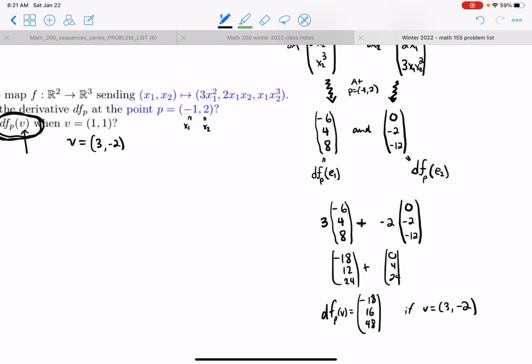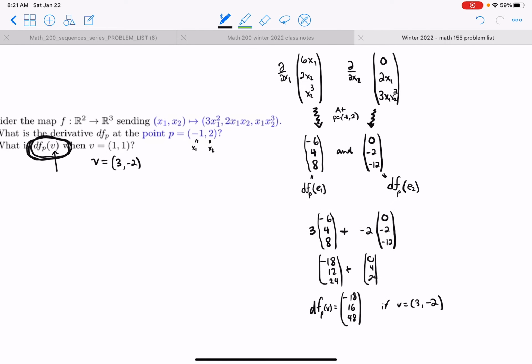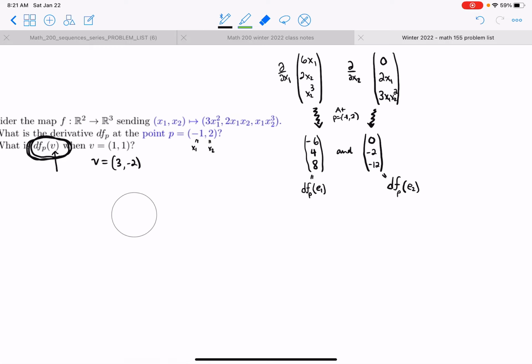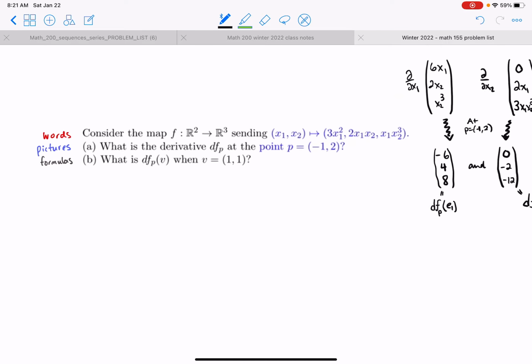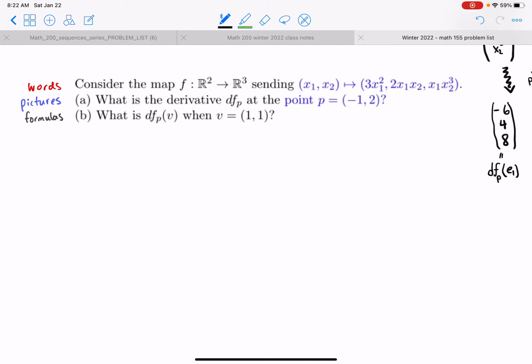Okay, so we just sort of linearly combine. And so I'm going to explain this better now. How would you actually answer this question? Okay, so consider the map given by this formula. And this is in blue, so it could change on the quiz, but not much. Part A, what is the derivative? Okay, so I need to use words, pictures, and formulas.